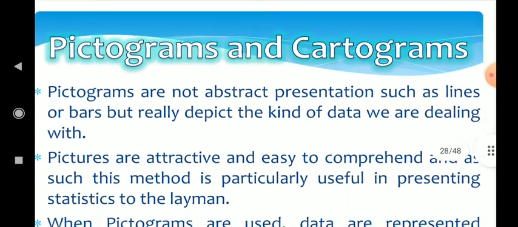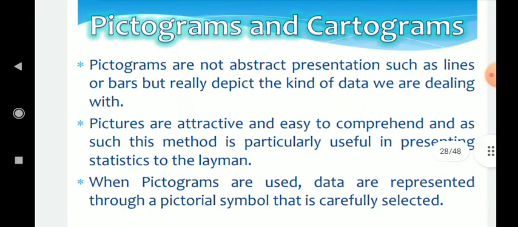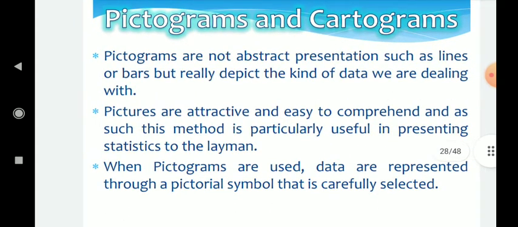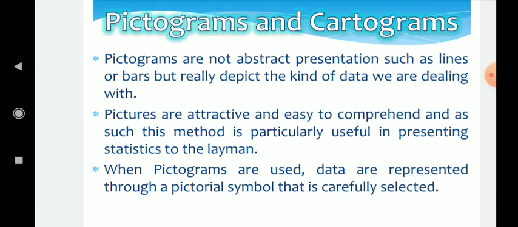Then lastly, we have pictograms and cartograms, or pictographs and cartographs. Pictograms are not abstract presentations such as lines or bars, but really depict the kind of data we are dealing with. For example, you want to show the number of animals in a zoo or in a room. Suppose 5 rats. So you draw 5 different rats and show that 5 rats are there. Then 2 cats: you draw 2 images of cats and show that there are 2 cats.